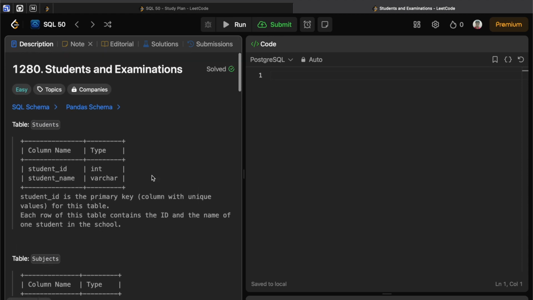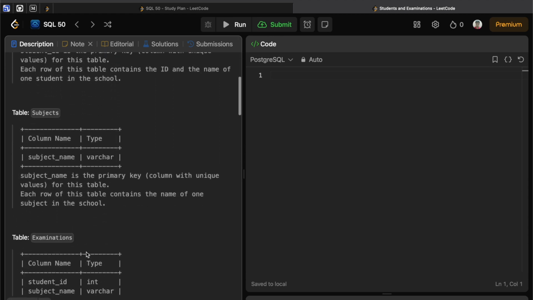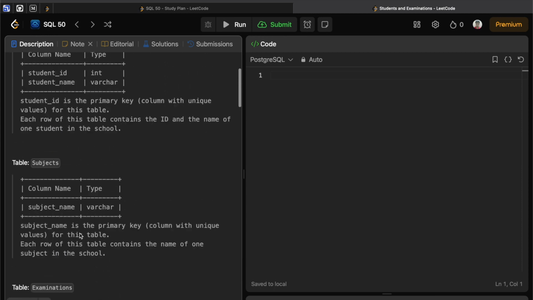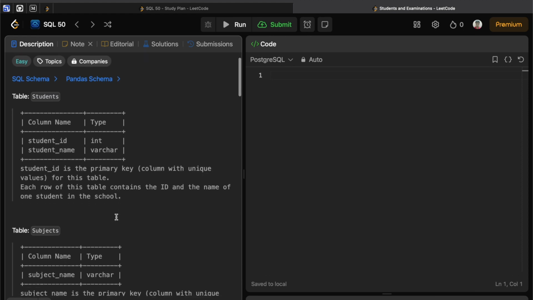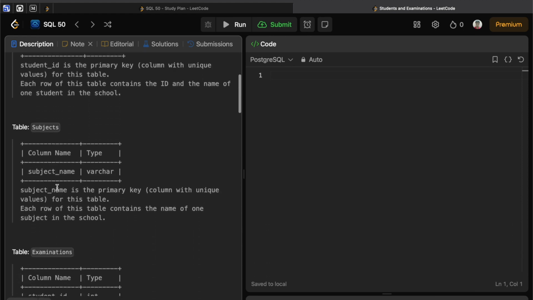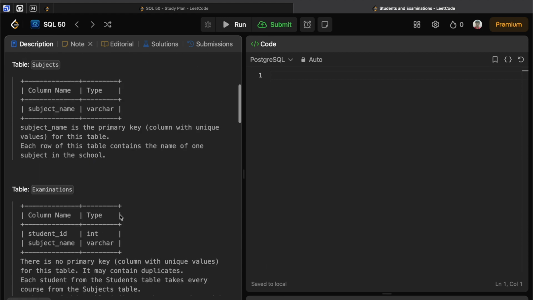Here's the question. So you have three tables in this question: students, subjects, and examinations. Let's just go through each table. So students has two columns: student ID and student name. Student ID is the primary key, and each row of this table contains the ID and the name of one student in the school, right? And subjects is a simple table with just one column, subject name, which is the primary key, and it just contains the name of one subject.